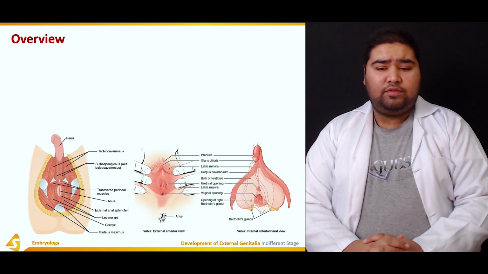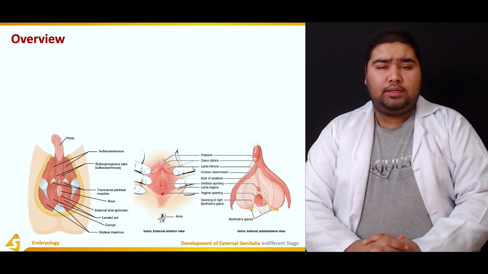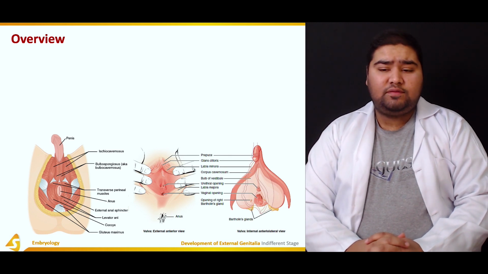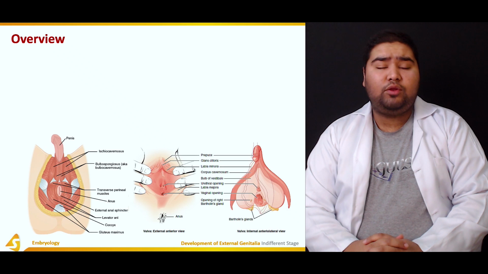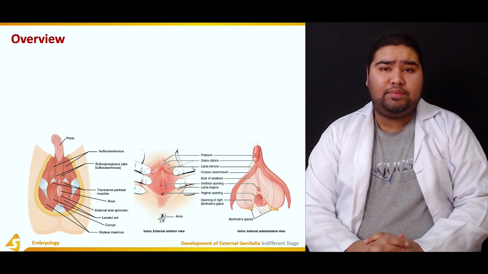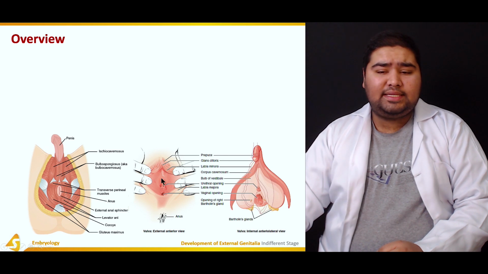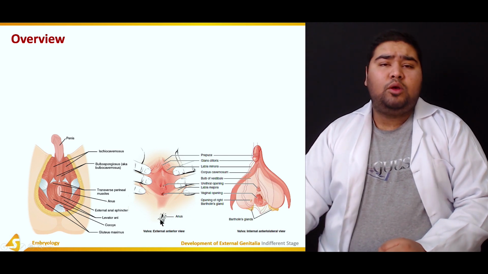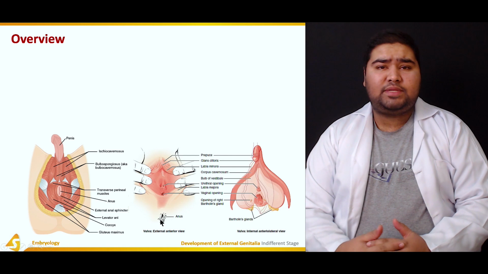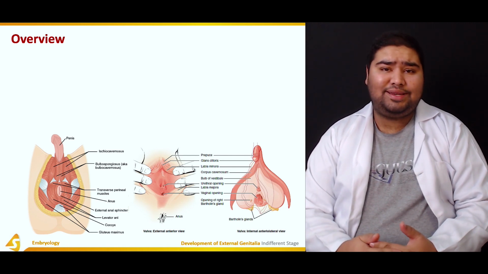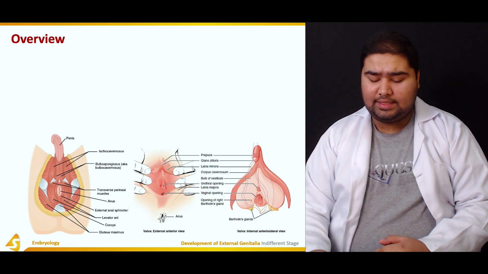Before getting into the overview, I'll point to the diagrams below. These are the diagrams of adult reproductive systems of both male and female. On the left side, you can see the adult male reproductive system here. And this is the adult female reproductive system. We'll go into the detail of these diagrams as we proceed into the lecture. However, in this overview, we'll see what a different and indifferent gonad is.